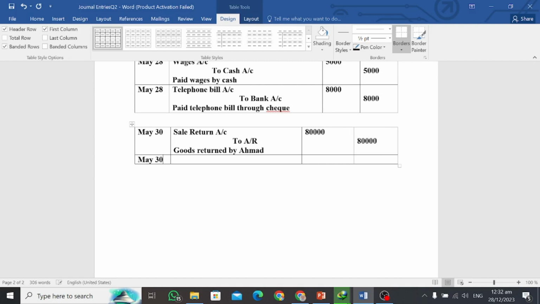Then we have another transaction on May 30, which was bank account to commission account, which was 5 lakh. Let's add narration also. Received income through check.